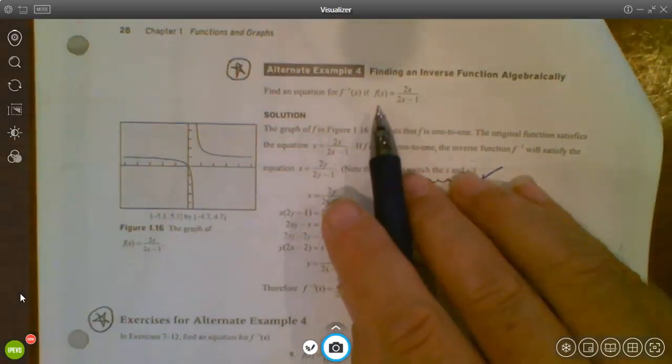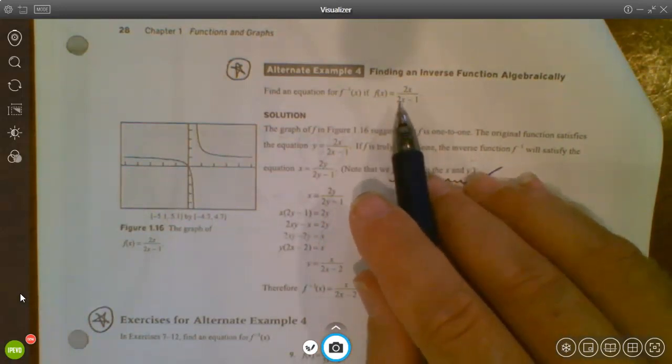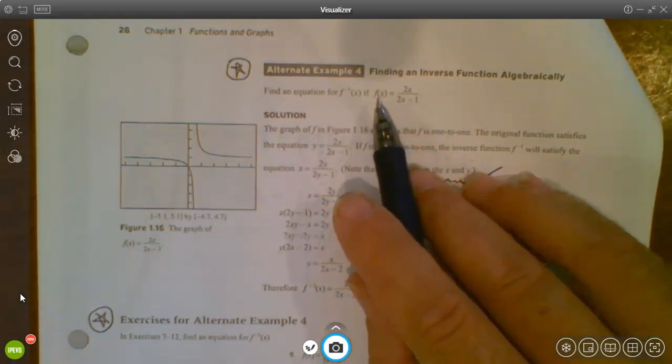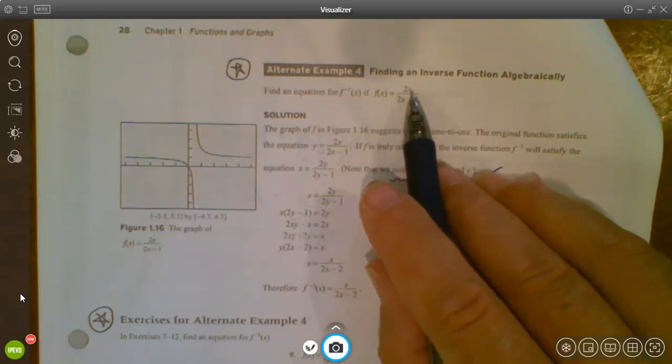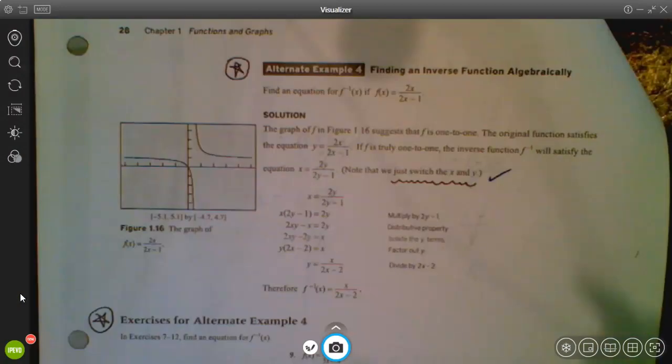So think of this as y equals 2x over 2x minus 1. So I'm going to switch my x and y. So it's now going to read x equals 2y over 2y minus 1. So that would be step 1. Just switch my x's and y's. Step 2 is just get y by itself. That's it. So it's 2 steps to get an inverse function. So switch x and y, then get y by itself.